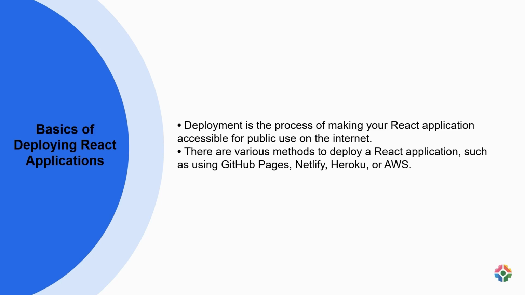For instance, GitHub Pages allows for simple hosting directly from a GitHub repository, while Netlify offers continuous deployment and custom domains. Heroku and AWS provide scalable solutions for more complex applications, with Heroku focusing on ease of use and AWS offering a wide range of services for deployment requirements. Selecting the appropriate deployment method depends on the application's size, complexity, and scalability needs.